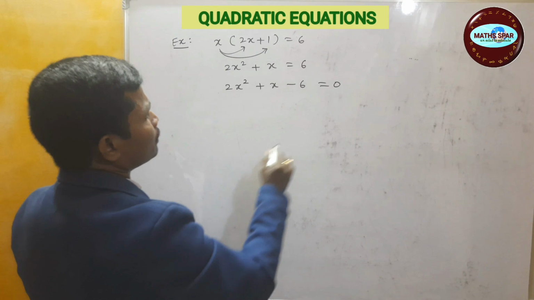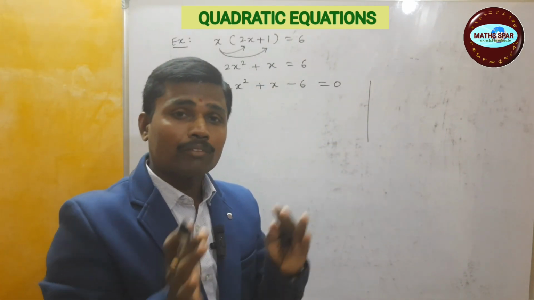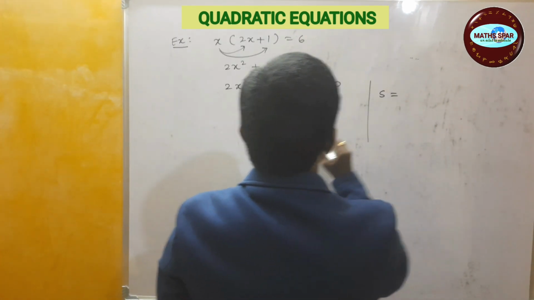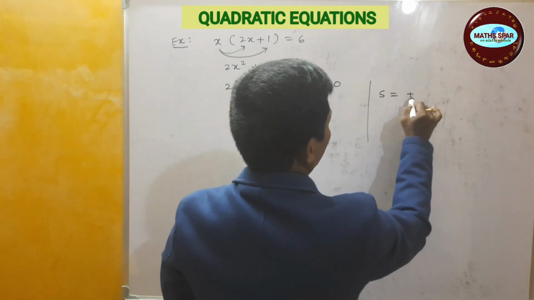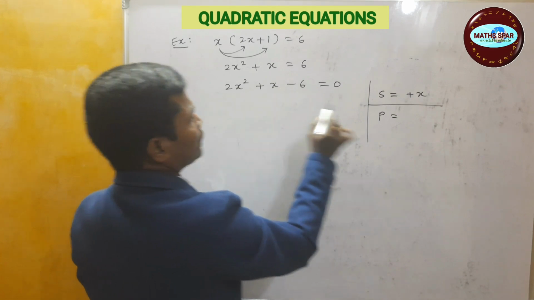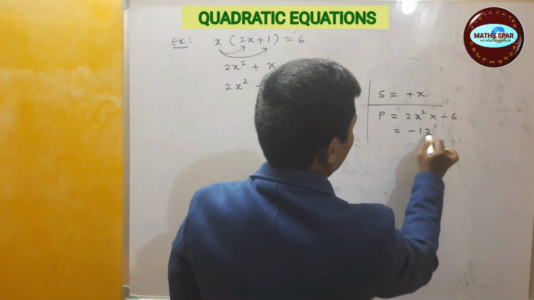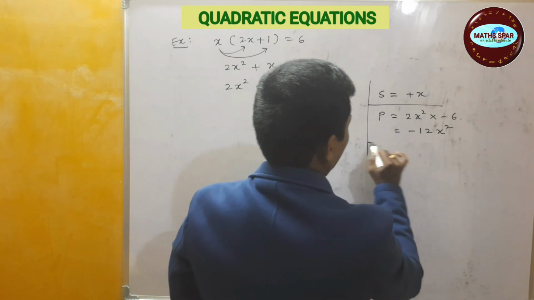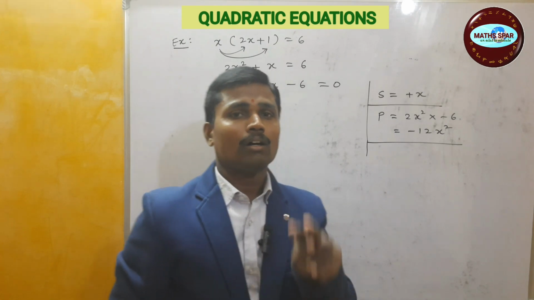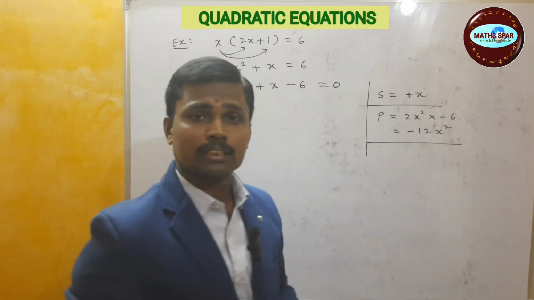Now here in this, we go for the sum and product procedure, what we have learnt in your earlier classes. That is, sum is the middle term, which is plus x. Product is the multiplication of the first term and the last term, that is 2x square into minus 6, which is nothing but minus 12x square. Now you have to choose any two terms which will satisfy both sum and product.